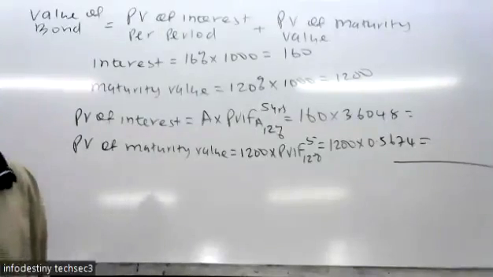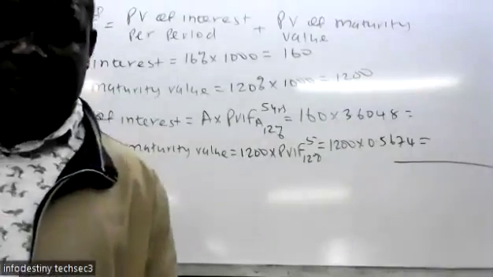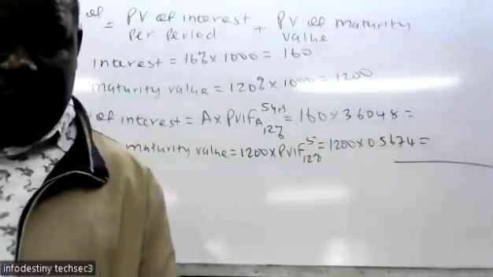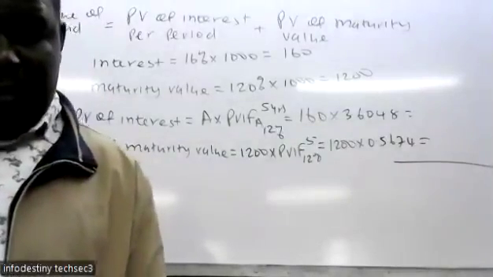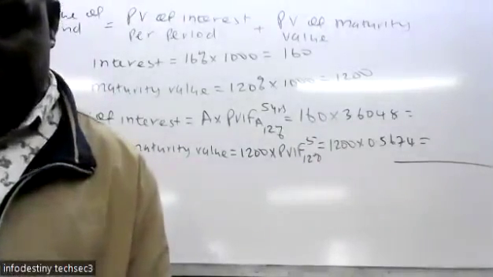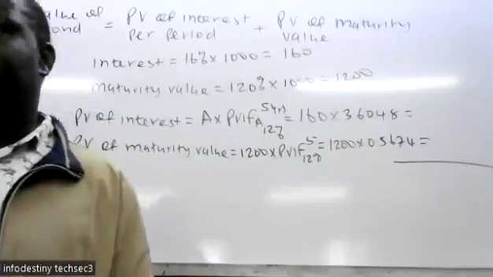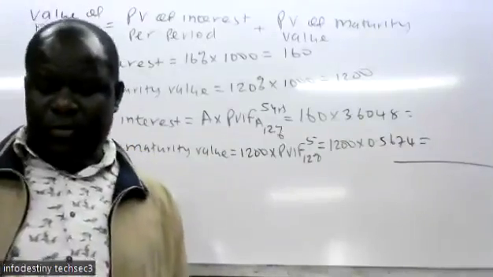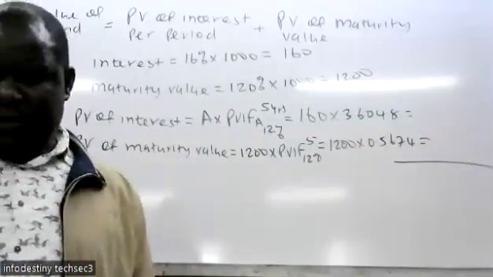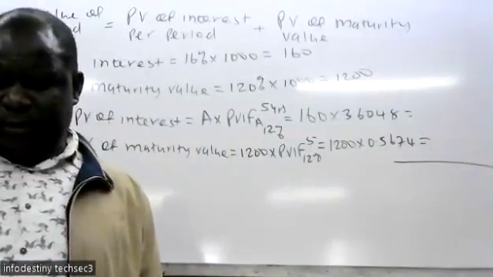So that should be the Roman letter 1. So let us now go to the Roman letter 2. Roman letter 2, they wanted you to calculate the value of the convertible bond. So Roman letter 2, we now compute the value of the convertible bond.